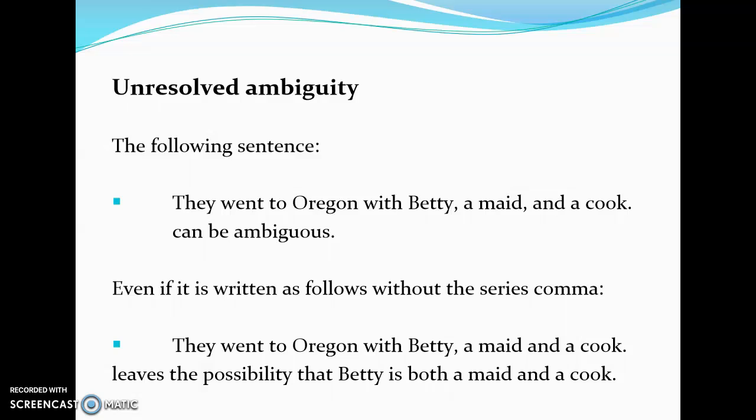In spite of using the Harvard comma, we still have some sentences where there is unresolved ambiguity. For example, the following sentence: "They went to Oregon with Betty, a maid, and a cook." It can be ambiguous even if it is written as follows, without the series comma: "They went to Oregon with Betty, a maid and a cook." Here, in the second sentence, it leaves the possibility that Betty is one single person who is both a maid and a cook.